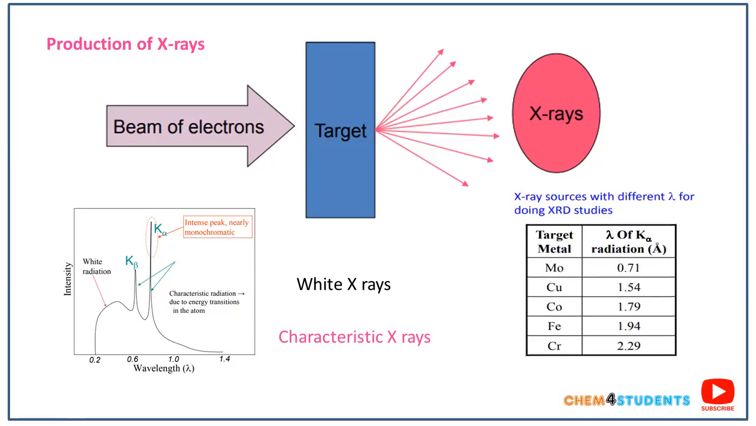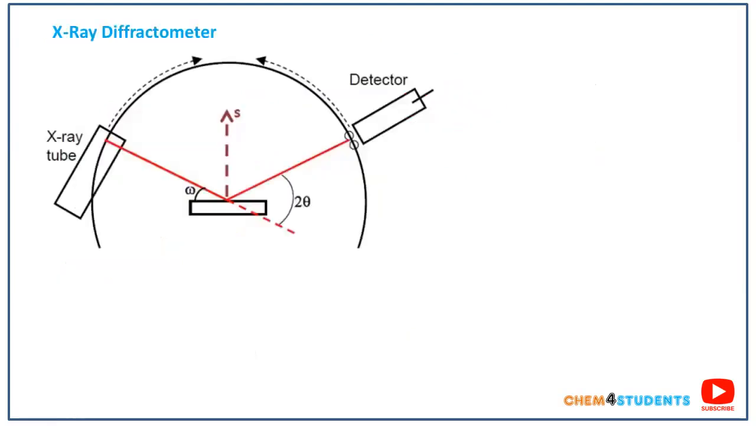The wavelength of these characteristic X-rays differs depending on the metallic target. As shown in this table, molybdenum has a wavelength of 0.71 angstroms, copper has a wavelength of 1.54 angstroms, and so on. The second experimental requirement is an X-ray diffractometer.